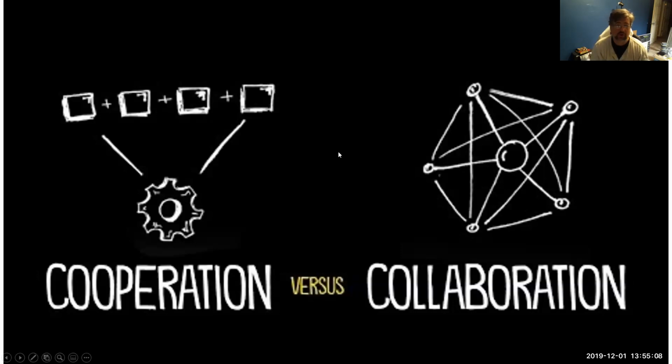In a cooperative group, those are how most groups are done. Each person has their own job. They work on a part by themselves, then they all come together and put it together. A collaborative group is more interdependent. Everybody works on everything. So think about it this way.